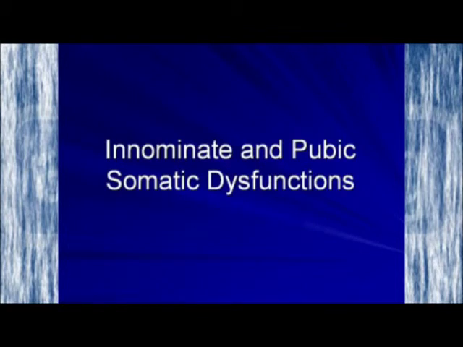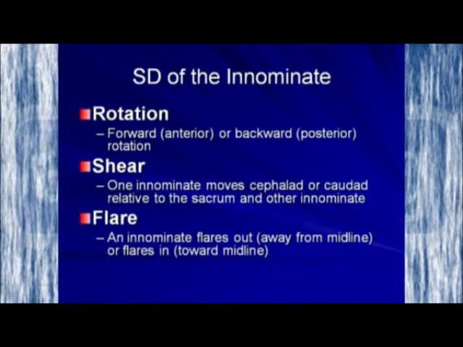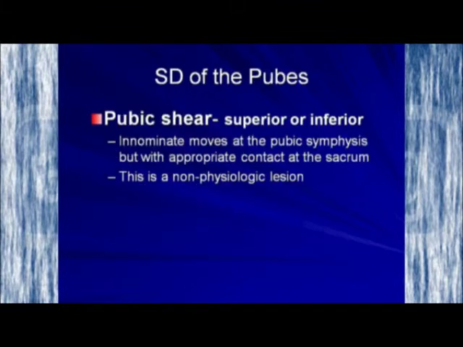So with pubic and innominate somatic dysfunctions, you get different things that will happen, and these are really simple with the pelvis. You're going to rotate anteriorly and posteriorly on one side versus the other. You can shear superiorly or inferiorly in one innominate versus the other, or you can flare in or out. The ASIS will come medially or laterally on one side versus the other. And you need to diagnose which side is the faulty side in order to know what's happening. So we'll talk about that in the lab as well.